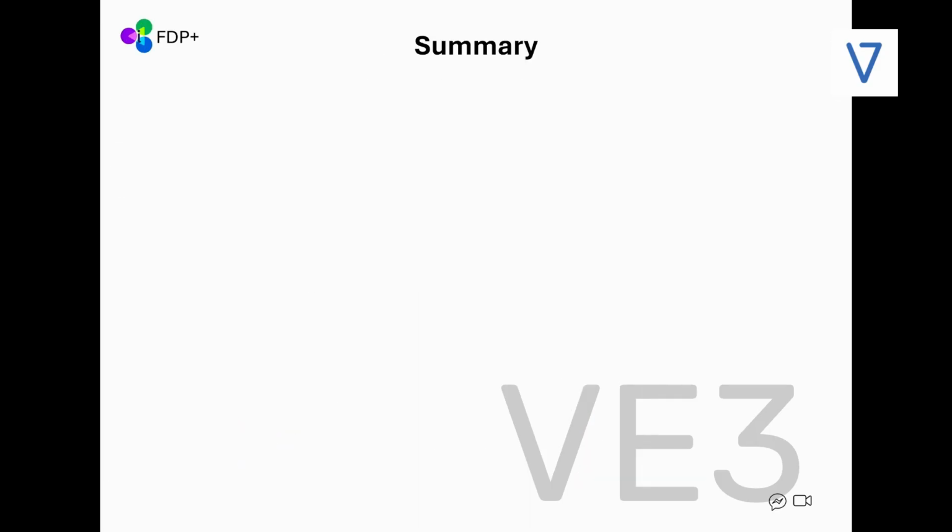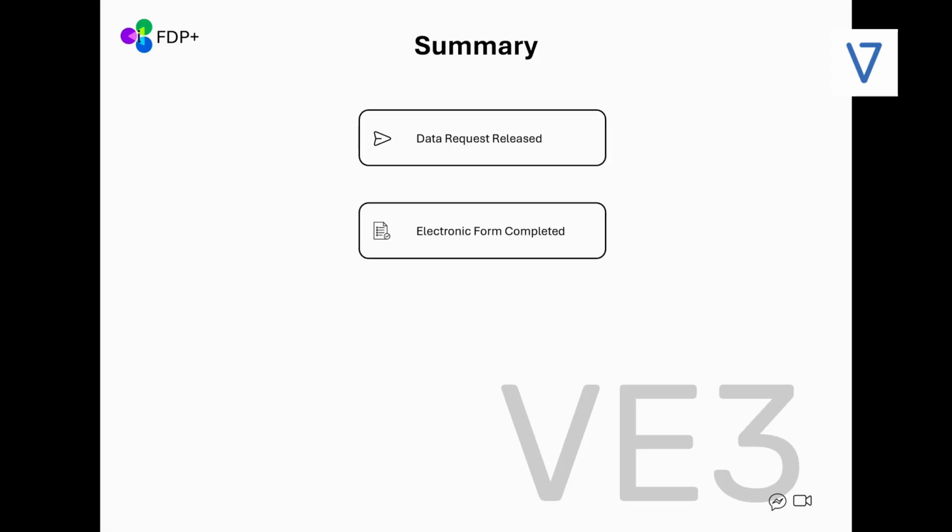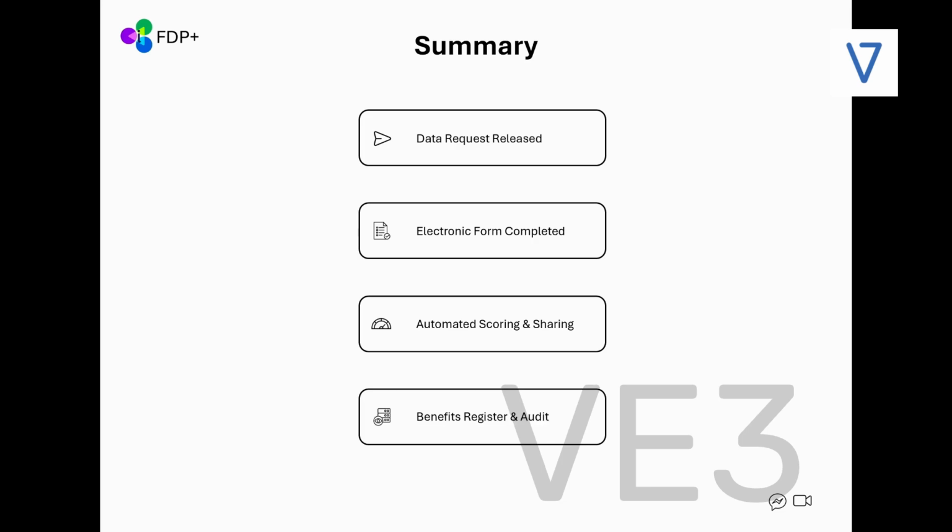In summary, our investment decision framework within FTP Plus streamlines the entire collaborative workflow. The framework owner releases a detailed data request. The program manager completes the request through an intuitive electronic form. A semi-automated workflow processes the response, generates a score based on rigorous criteria, and shares it with key stakeholders. Finally, a comprehensive benefits register is maintained for future review and audit by the Project Management Office.